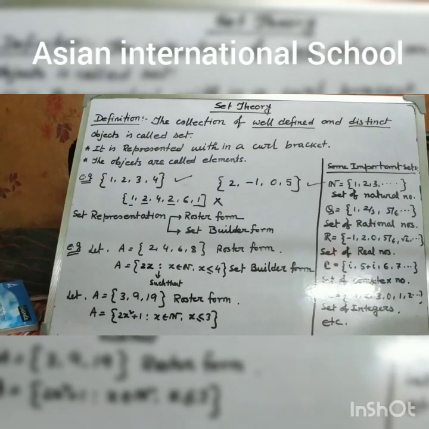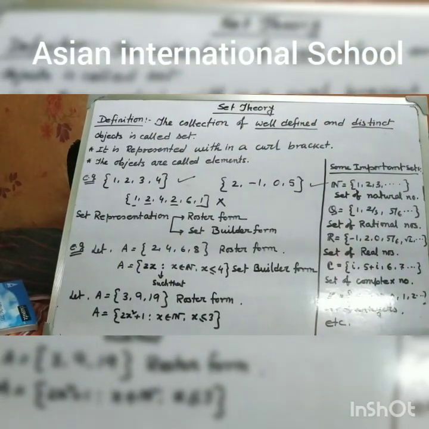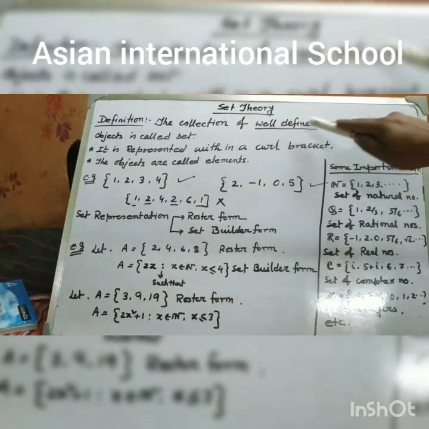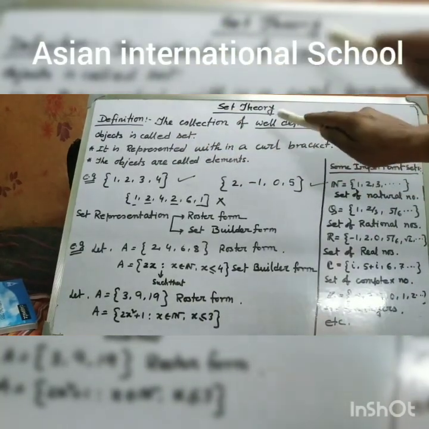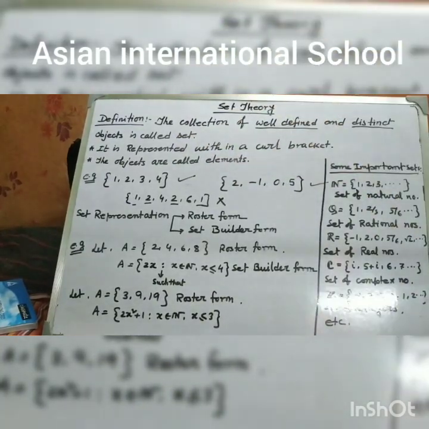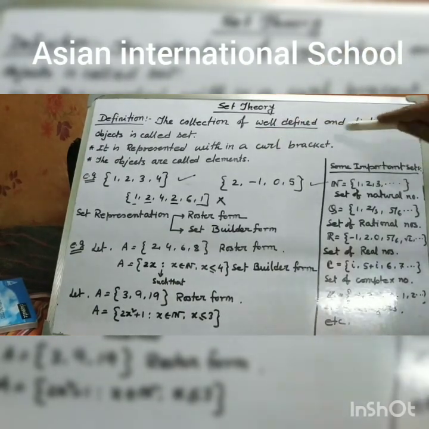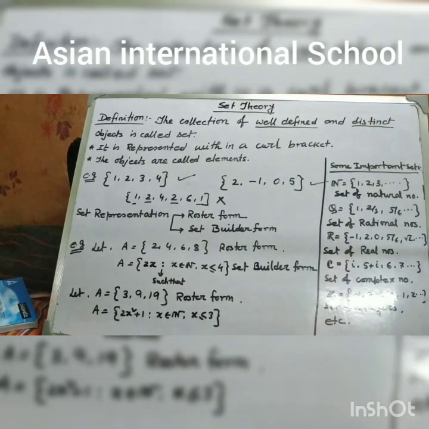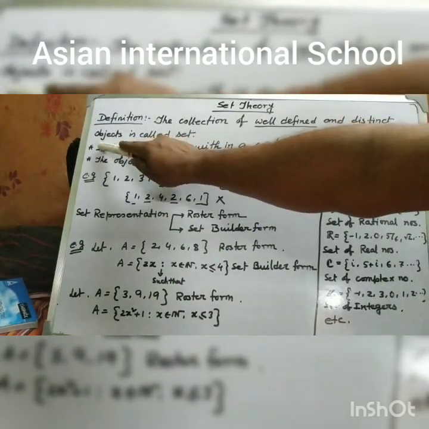First, you have to know what is the definition of a set. What is the definition of a set? The definition is: the collection of well-defined and distinct objects is called a set. Here, the well-defined and distinct, I put the underline on these two words because these two are the vital words, the key words.